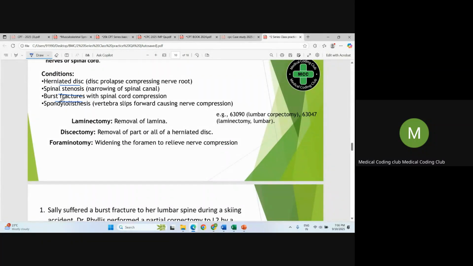Now just see the common conditions you can see: herniated disc, spinal stenosis, burst fracture and spondylolisthesis. In spondylolisthesis, the vertebra slips forward, causing nerve compression. You can see here, one nerve is sitting on another nerve, it is creating a pressure. In order to release this nerve pressure, they have to perform the decompression procedure.